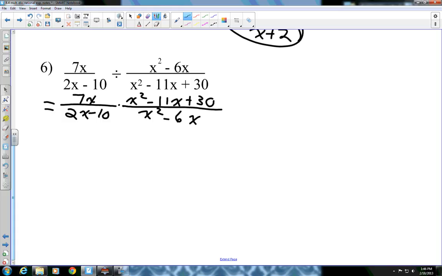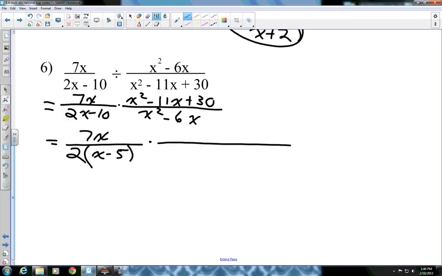Okay. So now we factor. Hey guys, you're still writing notes, you're still listening, and I'm still lecturing, means you're still with me. 7x over, 7x is one term, so it doesn't factor. 2x minus 10, greatest common factor is 2, so 2 times x minus 5. Okay, the second one, x squared minus 11x plus 30, so 2 sets of parentheses. X minus 5 times x minus 6.